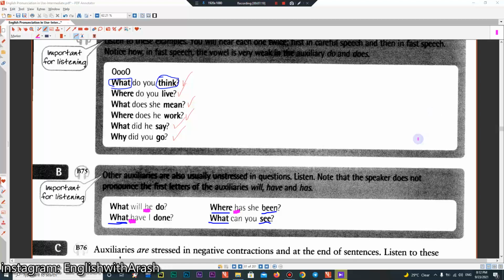So yes, you don't have to use fast speech, but you have to understand when others do. Why did you go there? How to pronounce this?